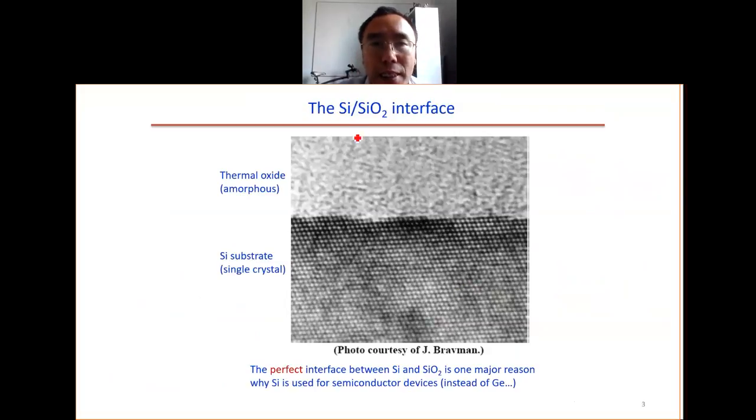So this is the silicon and the thermal oxide interface. This is the silicon, this is silicon oxide. You can see that the interface is very, very clear and very well defined. This perfect interface between the silicon and the silicon oxide is one major reason that we use silicon for the IC, rather than germanium. Germanium was replaced by silicon in the early 1960s.